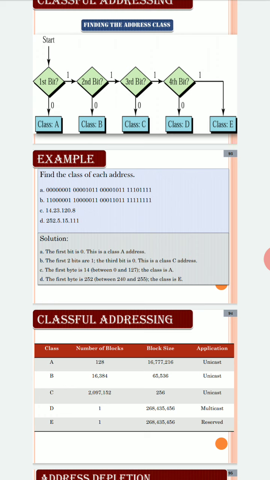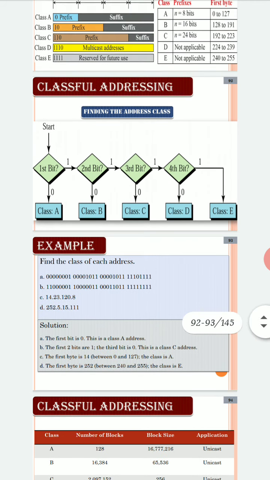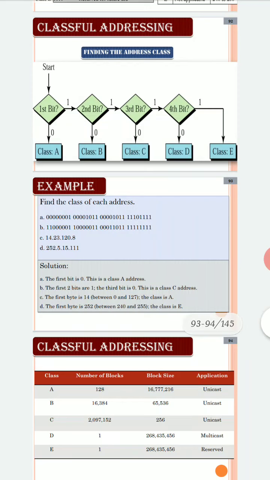Similarly, we'll check the second address. The second address is 1100 0001 1000 0011 0001 1011 1111 1111. In this case, the first two bits are 1 1 and the third bit is 0. So we know if the first two bits are 1 followed by a third bit 0, then it belongs to class C addressing.